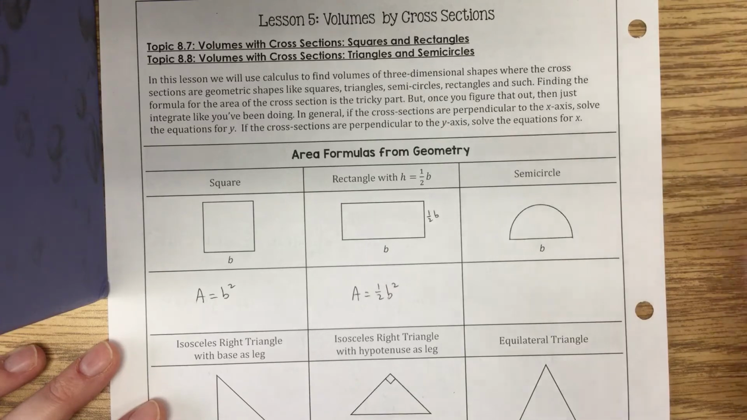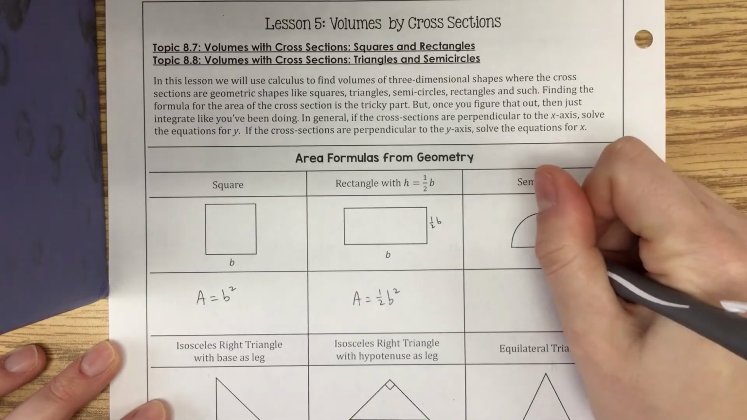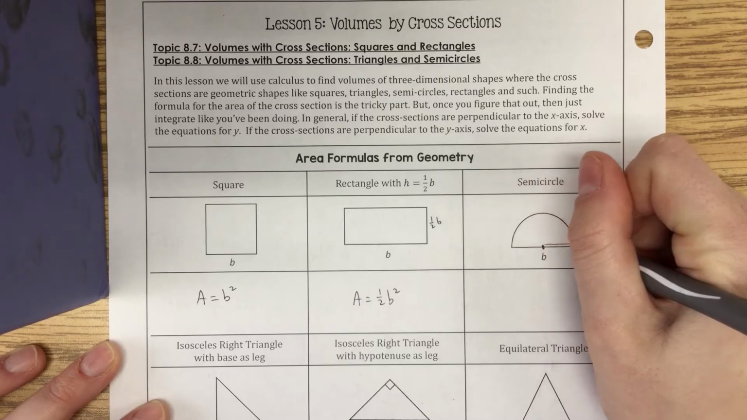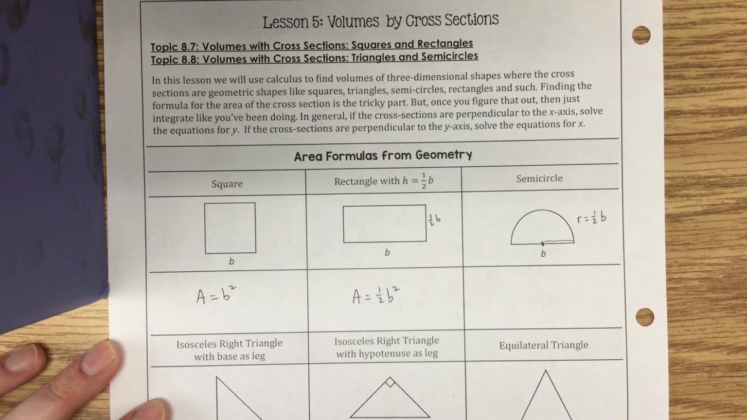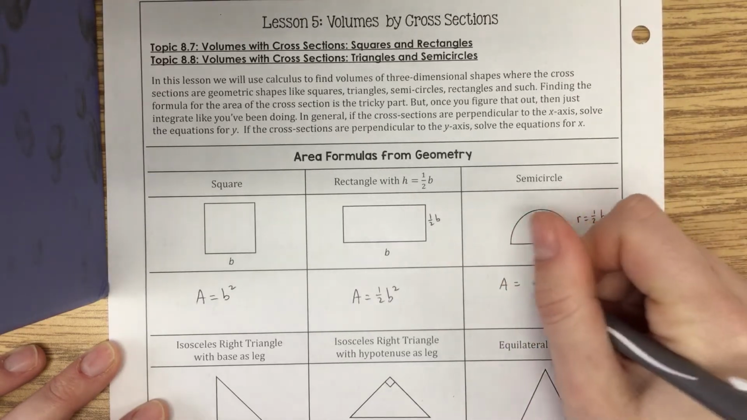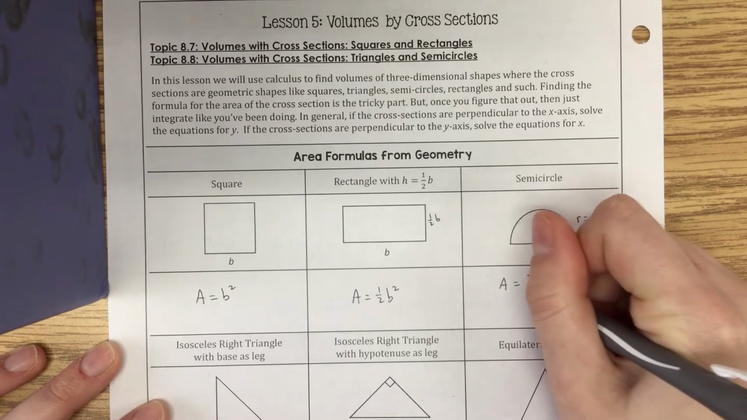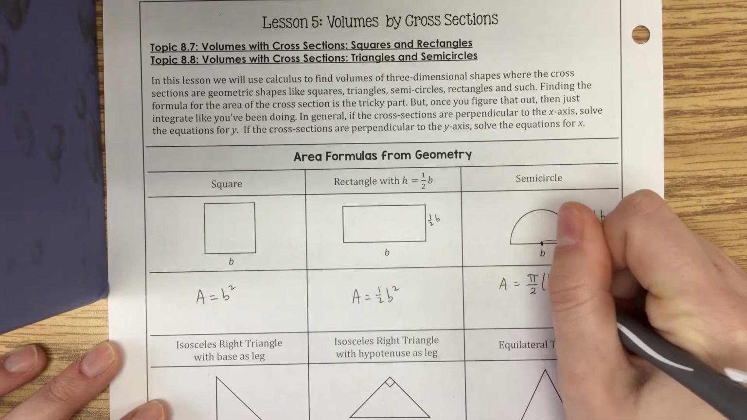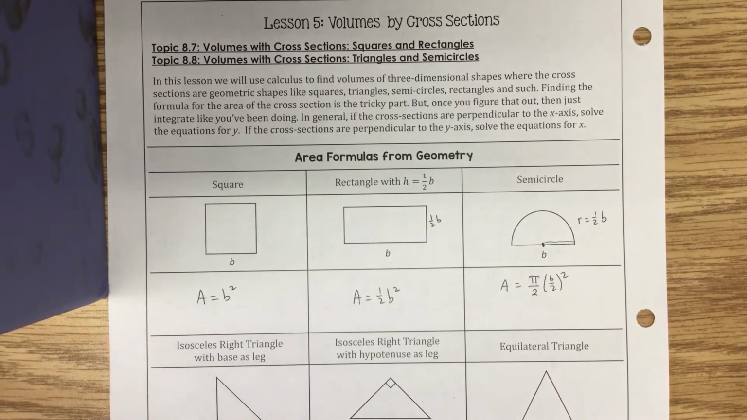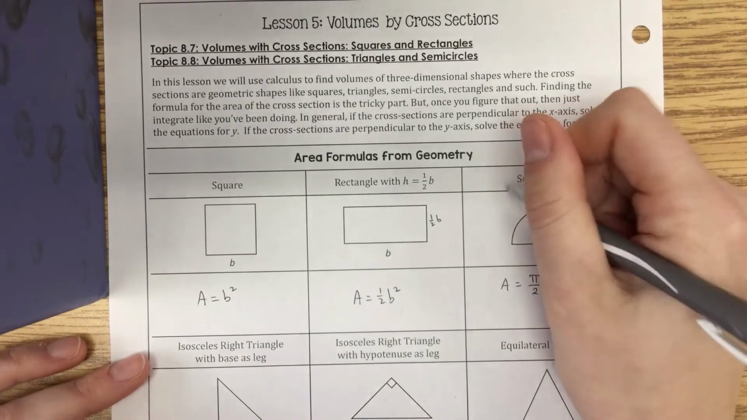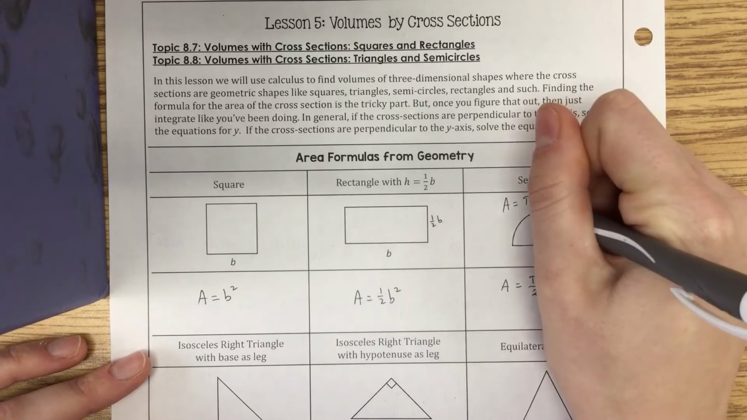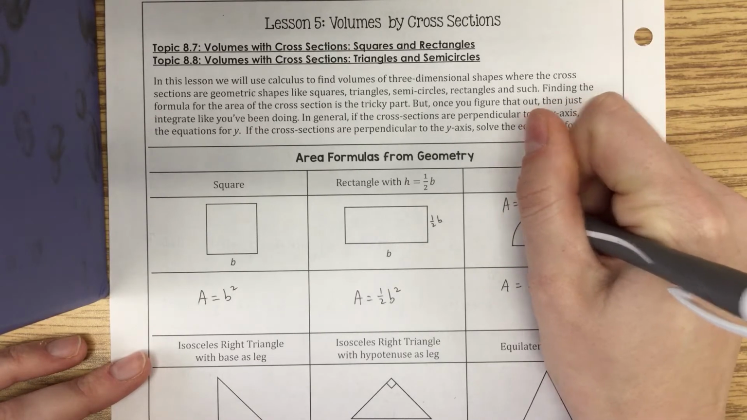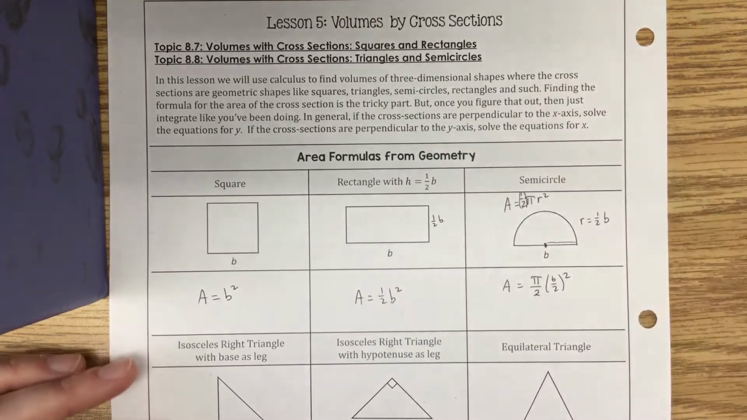A semicircle, if radius is going to be half of B, right? So R is 1/2 B. That means we can write the area as pi over 2 times B over 2 squared. So these are some fancy versions. If this is confusing for you, think about what just regular area of a circle is. It's pi r squared, and we would multiply that all by 1/2 because it's a semicircle.